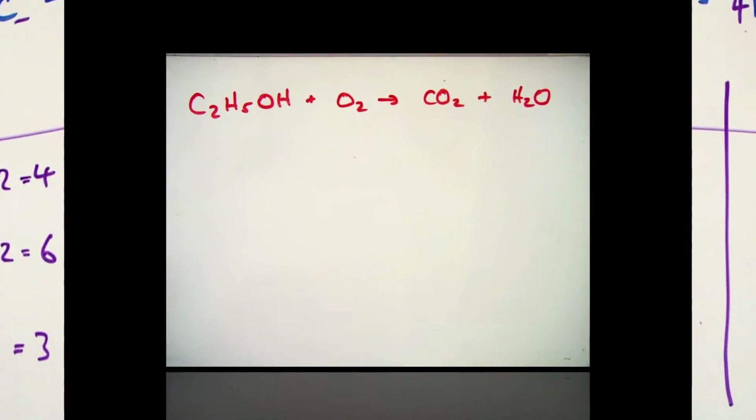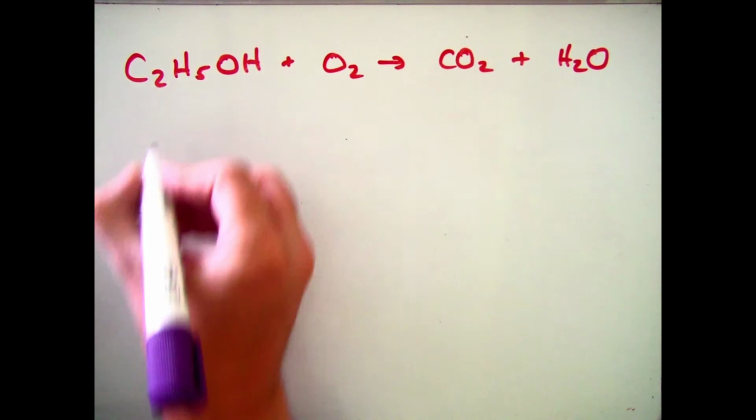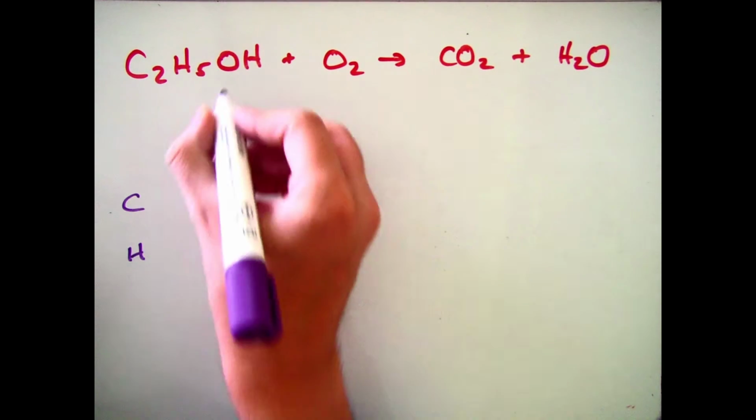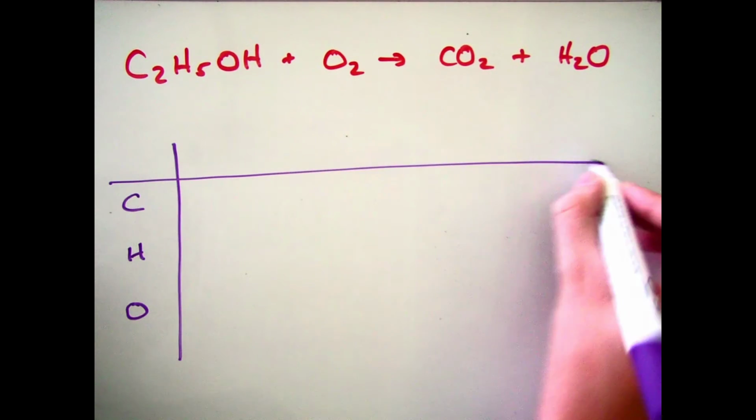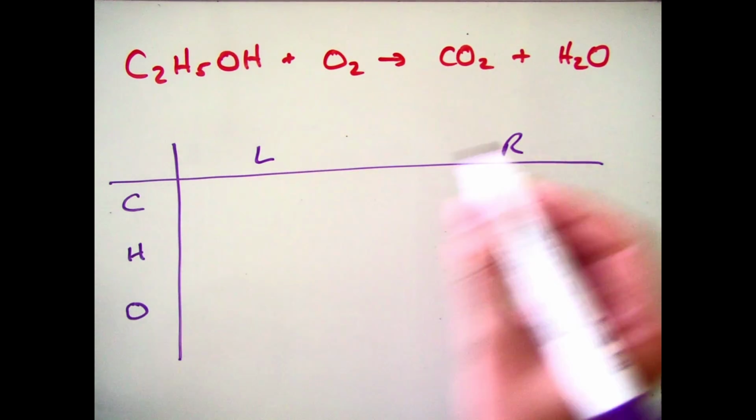On to the next one then. This one is a combustion reaction. We've got C2H5OH plus O2 gives me CO2 plus H2O. I've only got carbon, hydrogen and oxygen here. So let's count up again.